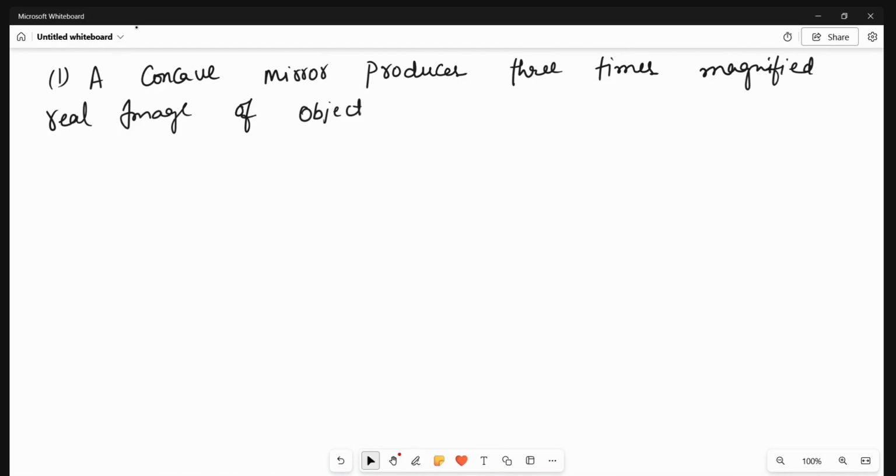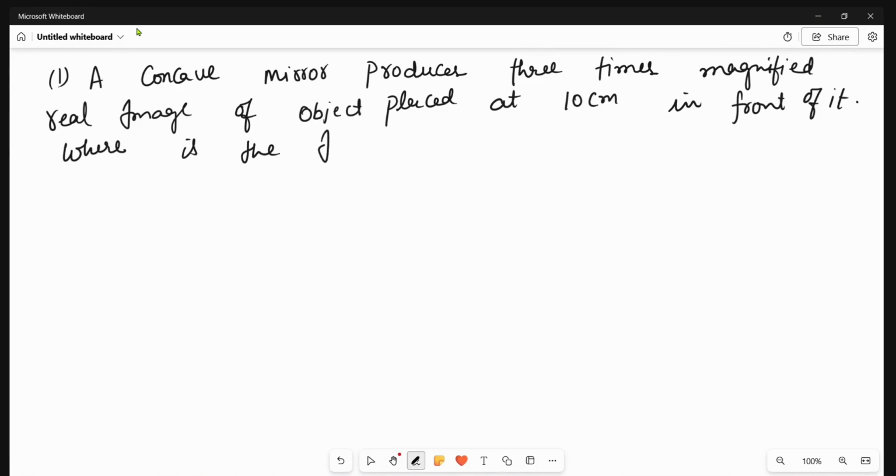Okay, if it isn't, you write down fast. We'll do next also. Real image of object placed at 10 centimeter in front of it. Where is the image located? Last problem we did, I think. No, okay, but in confusion we did. We'll finish it, then we'll go. Where is the image located?